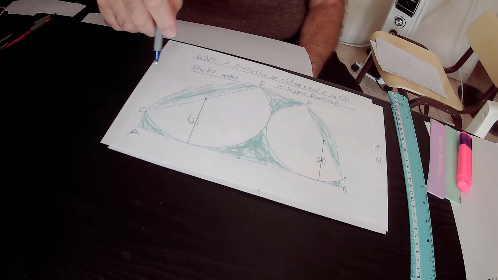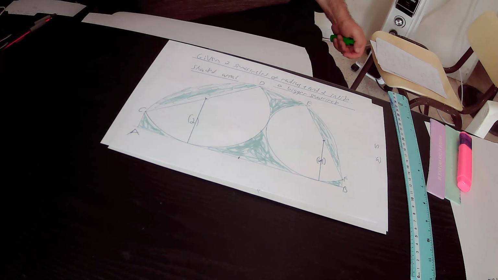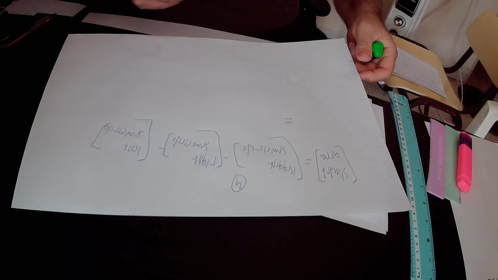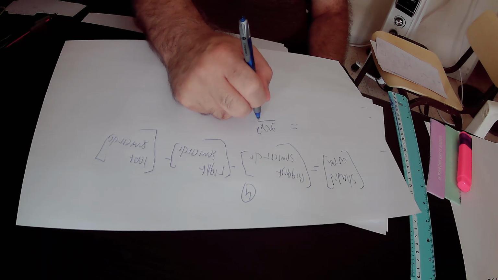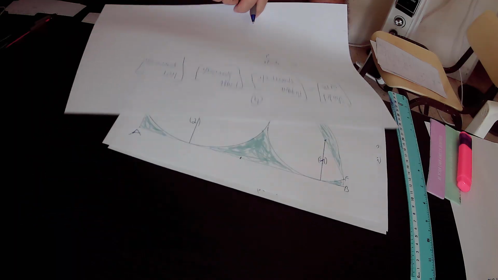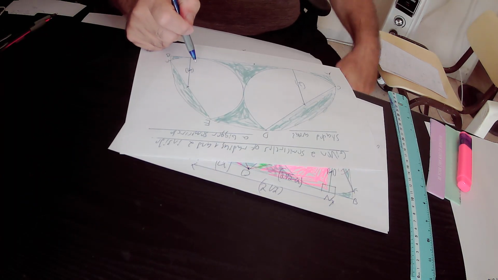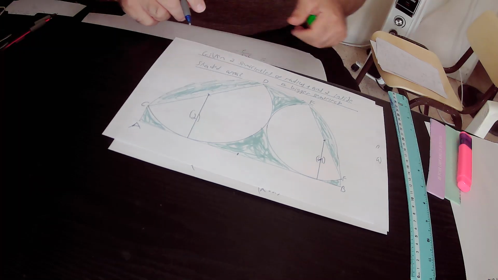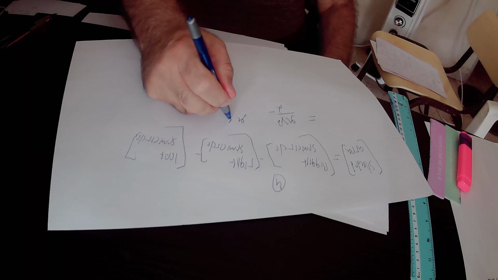So the shaded area equals the area of the biggest semicircle. What is the area of this biggest semicircle? We know that the radius of this biggest semicircle is x, therefore the area must be equal to pi x squared over 2, because x is the radius. Minus the area of this right semicircle: we know that its radius equals 1, and therefore the area must be equal to pi times 1 squared over 2.